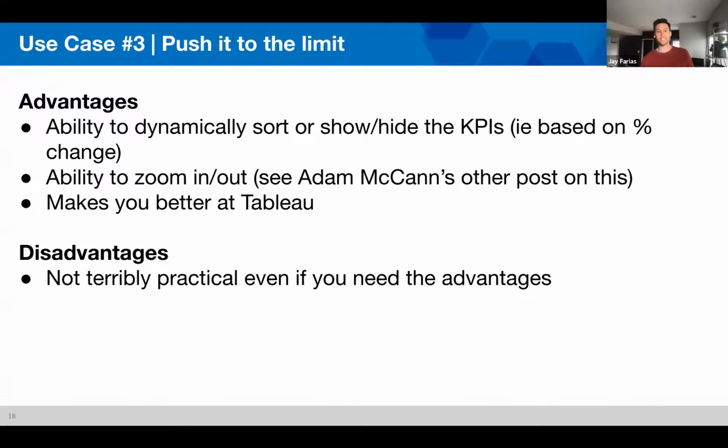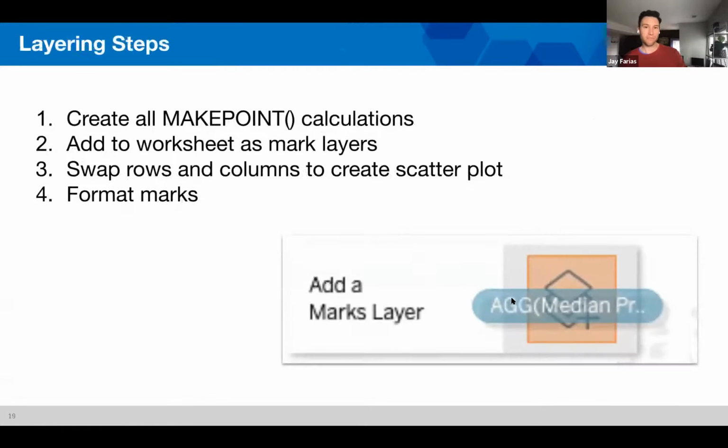But disadvantages, it's not terribly practical, even if you need the advantages that I just talked about. It's a lot of work, and you can get the same effect with multiple sheets, and it's more scalable probably. And if somebody has to come edit your workbook, it will be a lot easier on them, right? So again, the layering steps for non-map layers are: create your make point calculations, add them to the worksheet as marks layers, swap your rows and your columns to create the scatter plot. The latitude and longitude will switch, and then just go ahead and format your marks to get it how you want it to look.